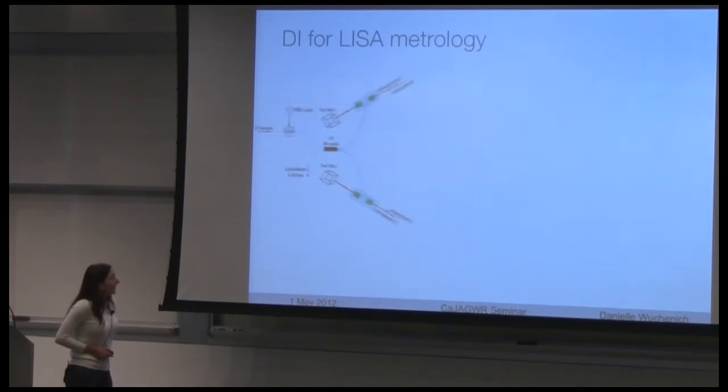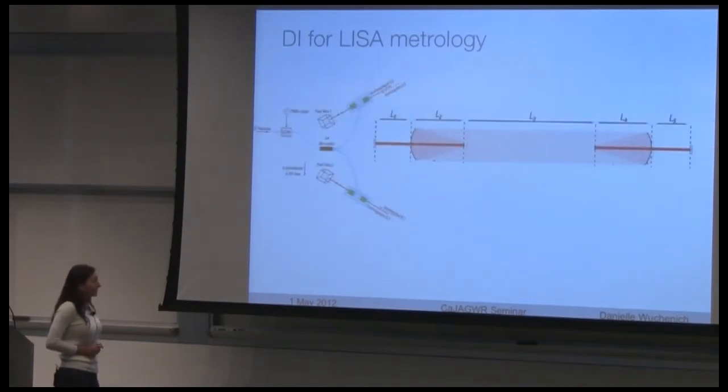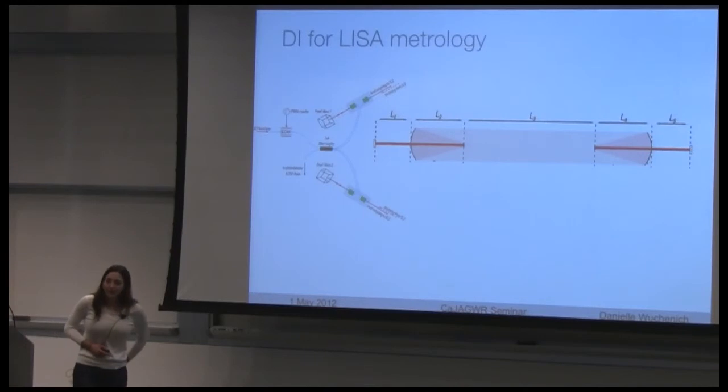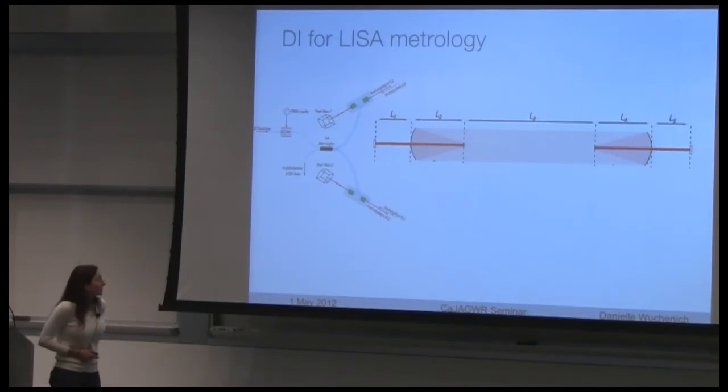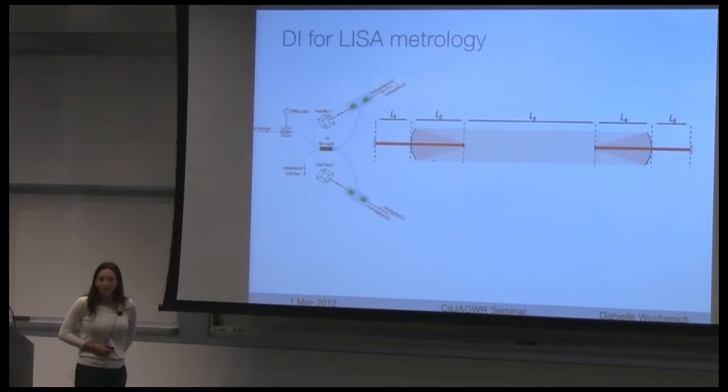So if we had some sort of bench like this for LISA, again, we still really care about the proof mass to proof mass measurement. And the way that people in LISA interferometry do this measurement is called a strap-down architecture. You get a proof mass to bench measurement, then a bench to bench measurement, and then a bench to proof mass measurement. But really, you want proof mass to proof mass.